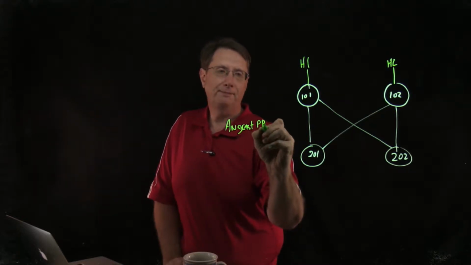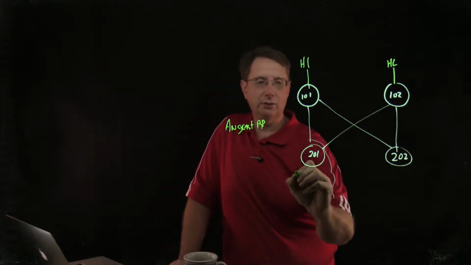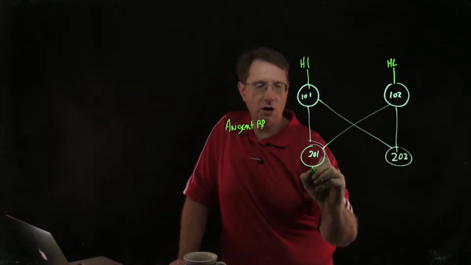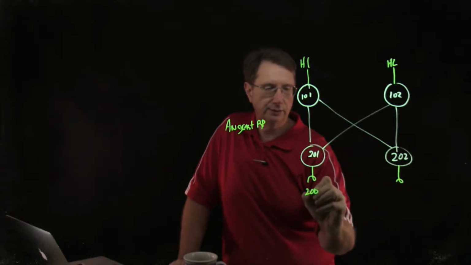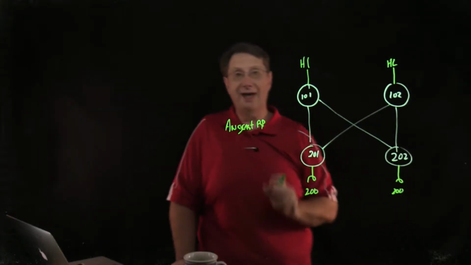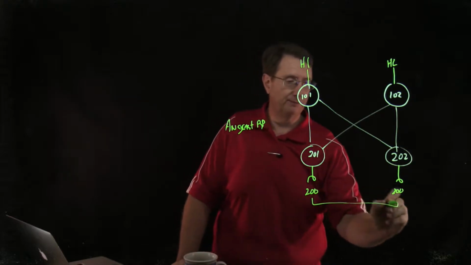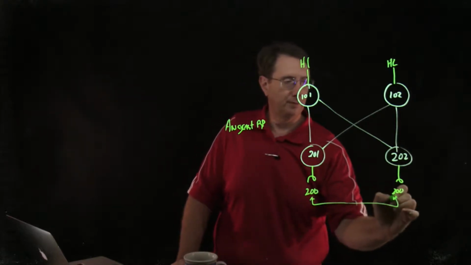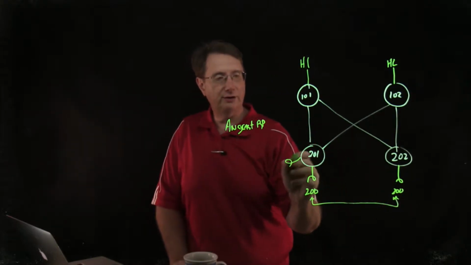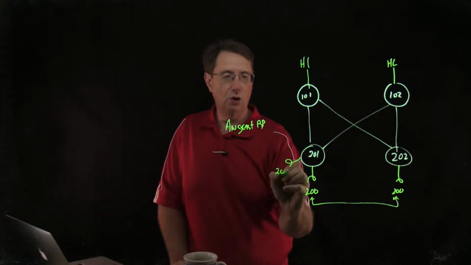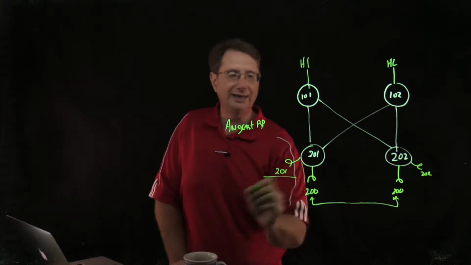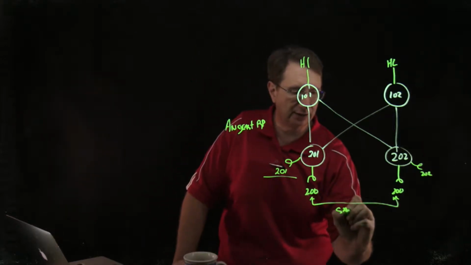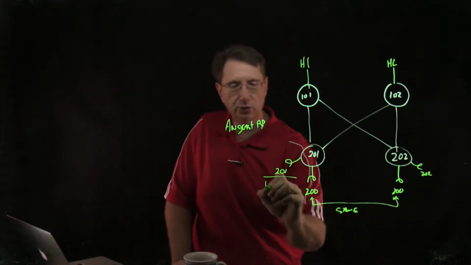RP. So remember, we came in here and we configured the Anycast RP address. We used two loopbacks. We used loopback 200 that had the same IP address. And then we also configured another loopback 201 and 202, and they had unique addresses. So these were the same address and these were unique.